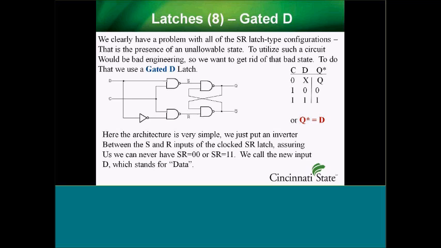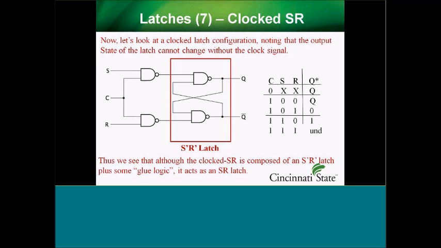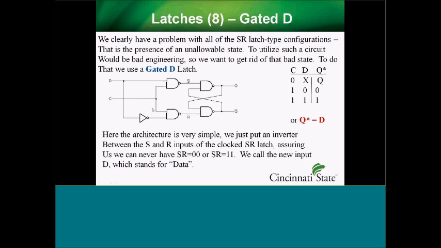You can't do that. So I tell them that to do this, we use something called the gated D latch. The way to avoid the 0, 0 and the 1, 1 is just to not allow it to happen. It's the exact same configuration as the SR, but to prevent this, you just put an inverter between S and R, and you use one input. That's all it is. So we have one input, we put an inverter between them. It's the same thing as a clocked SR, except now we just have one input. We call it D. D stands for data. At least I've read that in a couple books.